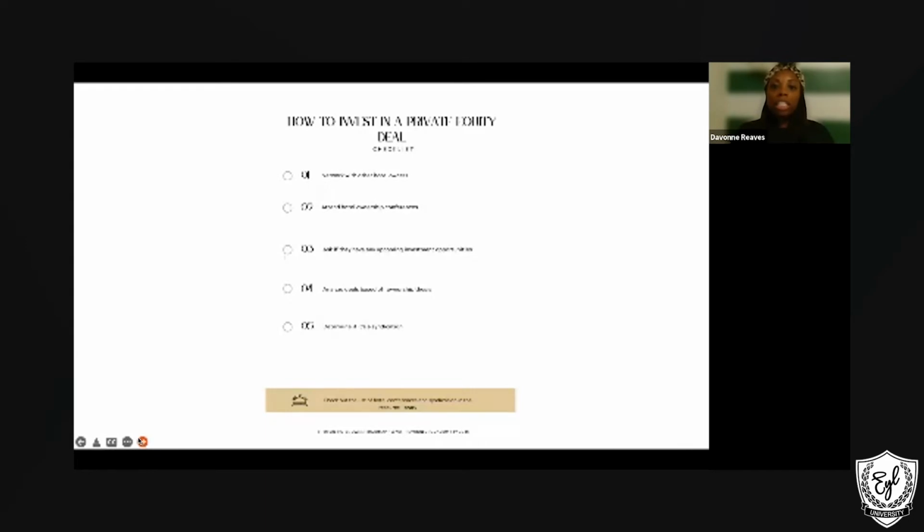How to invest in a private equity deal. This is the second pathway I mentioned before. You can network with other hotel owners. So for instance, once you invest in hotels, you start meeting other hotel owners, and that's how you get the deals, right? So people who were in my circle or community, they heard about the deal and they were able to invest.